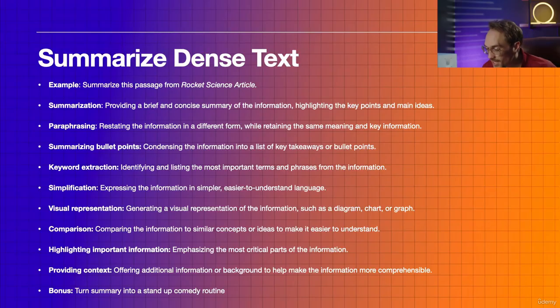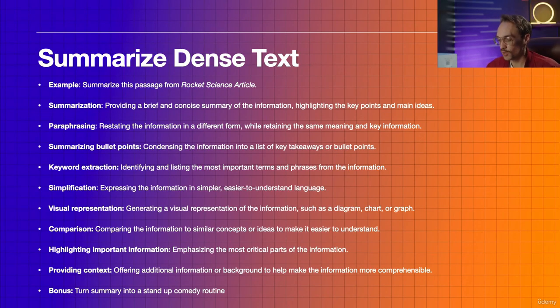Welcome to this chapter. So a huge use for ChatGPT is the ability to quickly summarize information. So let's dive right in. Summarizing dense text. So we're going to use an example of an article about rocket science and show you how you can summarize a big piece of information, you can paraphrase it, you can summarize it into bullet points, you can extract keywords, you can simplify it, you can make it easier to see visually, find comparisons, highlight important parts, and so much more.